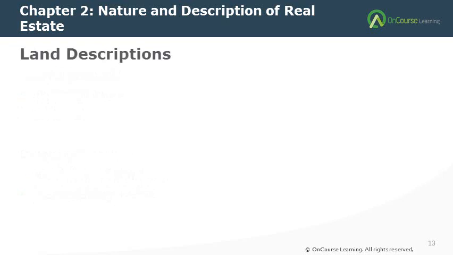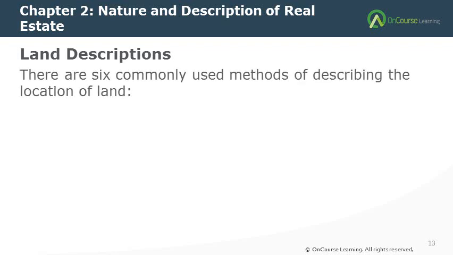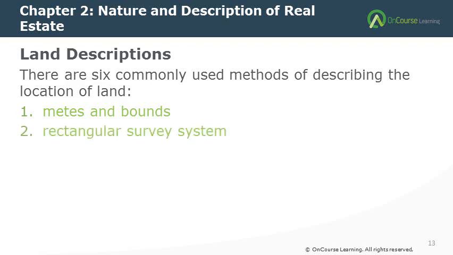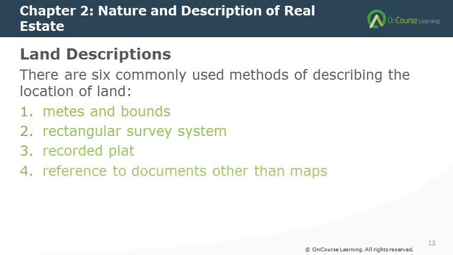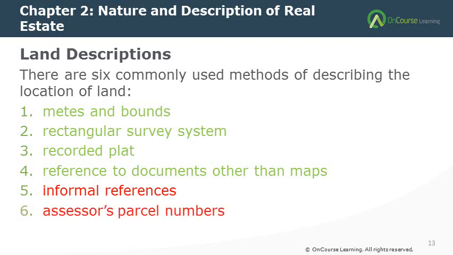Now let's talk about land or real estate descriptions. There are 6 commonly used methods of describing the location of land. There's the metes and bounds system, the rectangular survey system, recorded plat. There may also be reference to documents other than maps, informal references. That includes street addresses, and finally, assessor's parcel numbers.